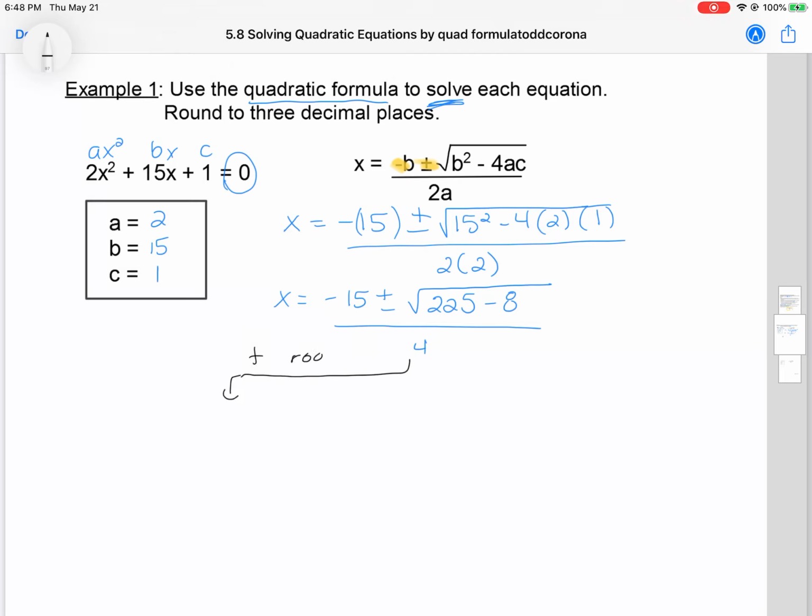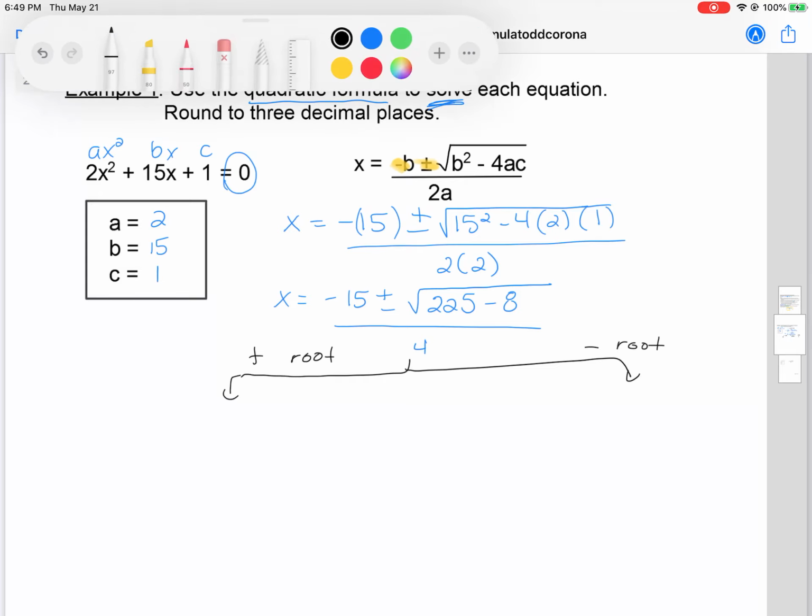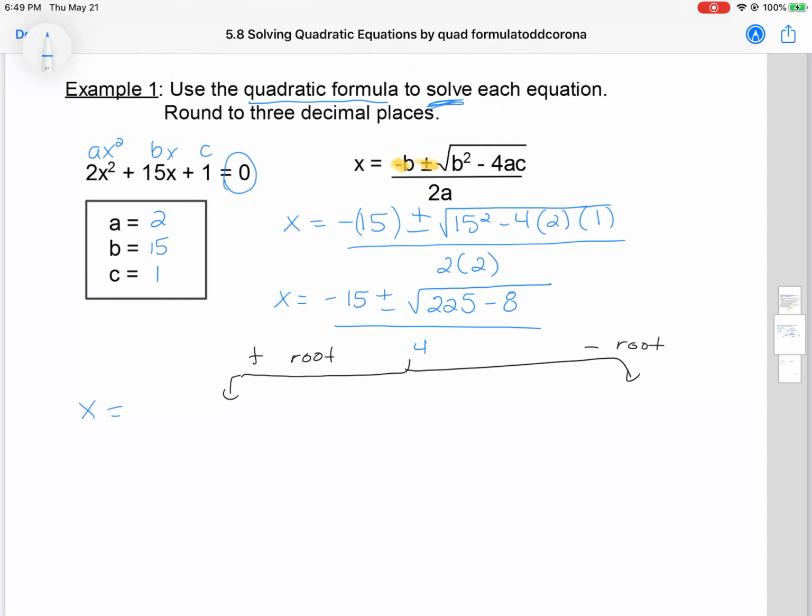Okay, so now we're going to separate. We've got a positive root and a negative root. So I'm just rewriting it. Negative 15 plus the square root. I'm going to do the math. 225 minus 8 is 217, over 4. And negative 15 minus the square root of 217, over 4. Then again, you have to solve the top first. We have to do that square root first.